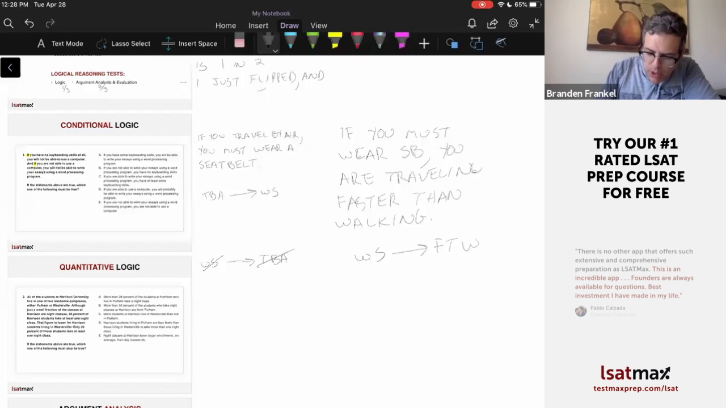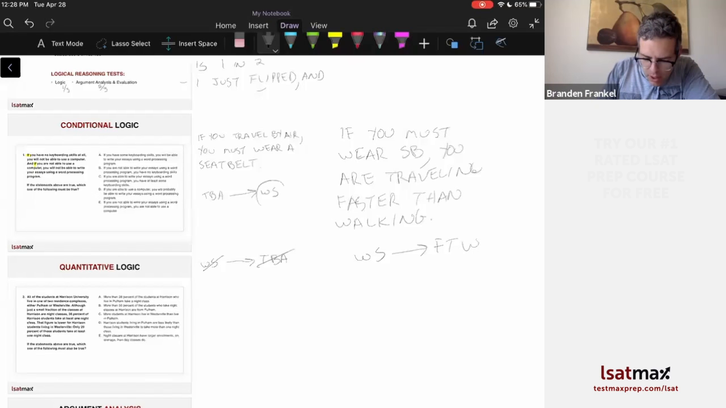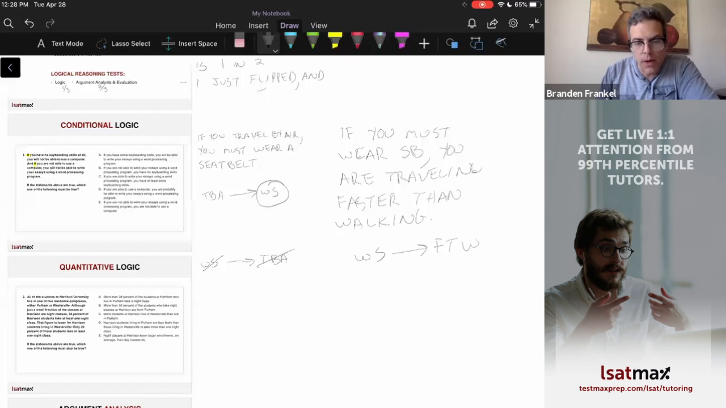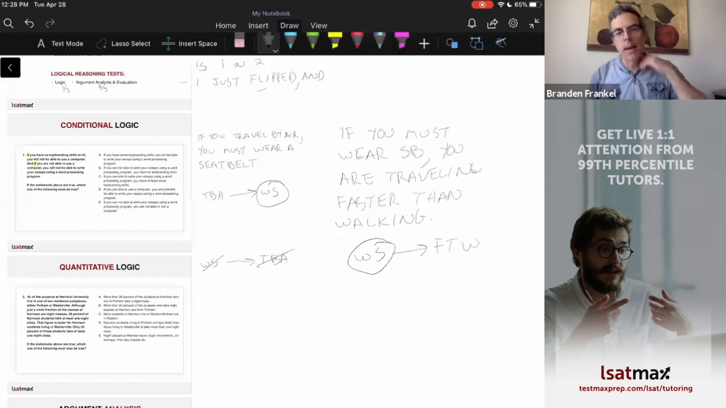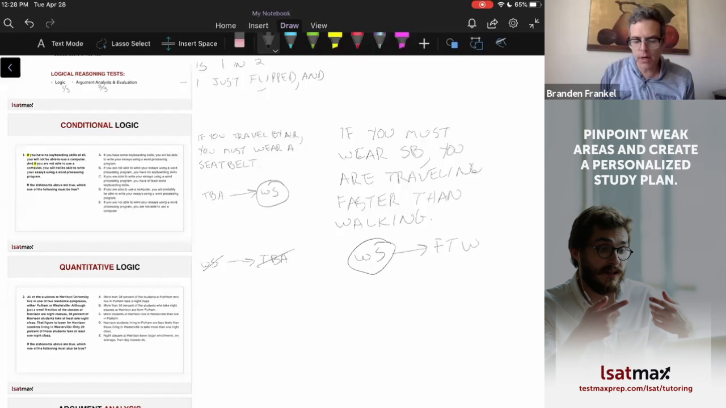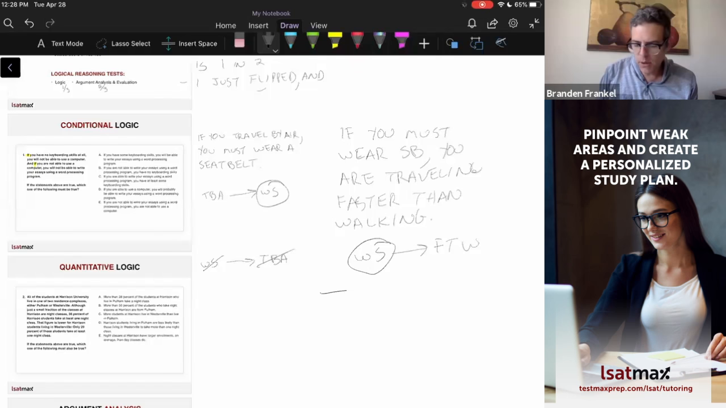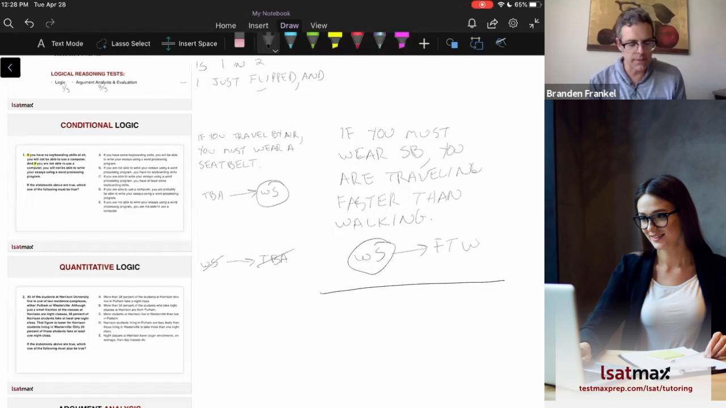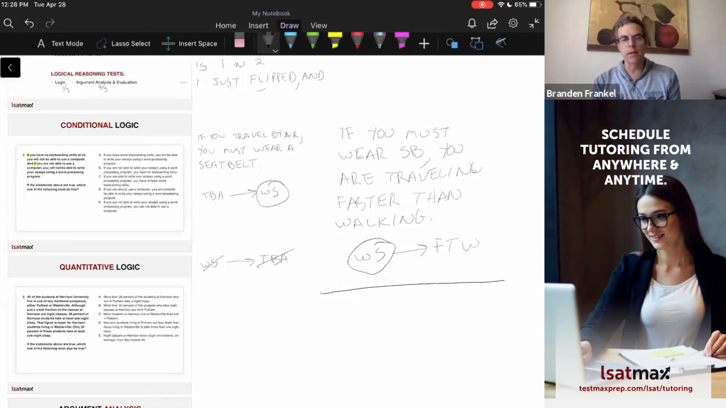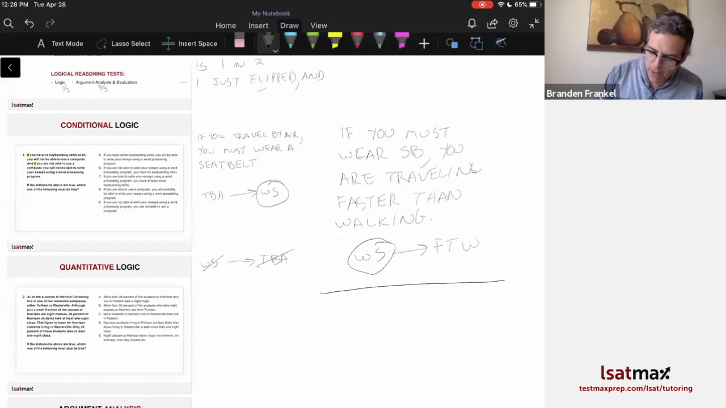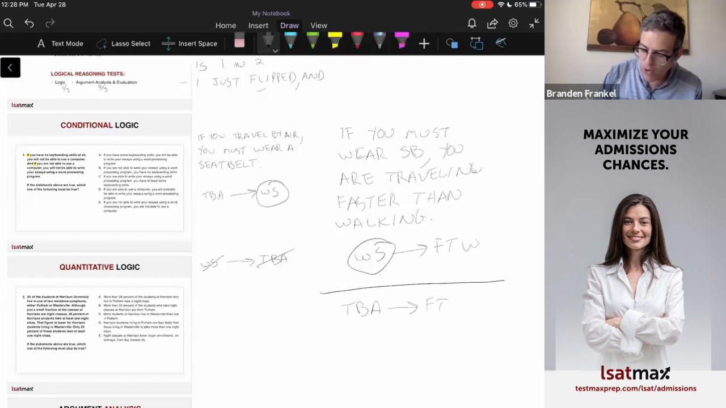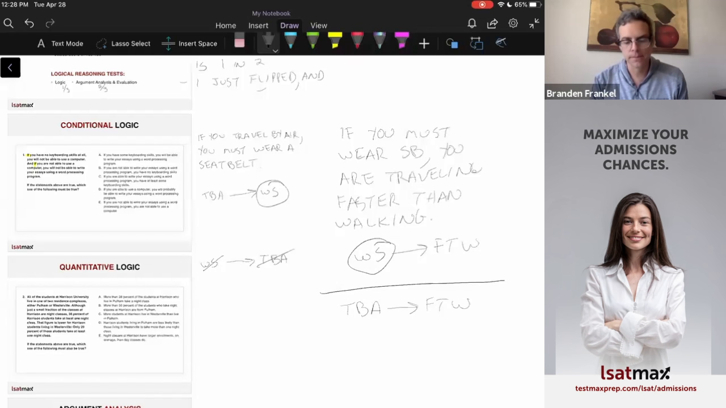Whenever you have this situation, and only this situation, where there is a common term that appears on the right side of one arrow and on the left side of another, you can combine and collapse those statements. And this is where conditional logic comes in. So if we were doing a question that said, if the statements above are true, which one of the following must be true? And these two statements were the statements in the stimulus, you could combine them and figure out if you are traveling by air, then you are traveling faster than walking.